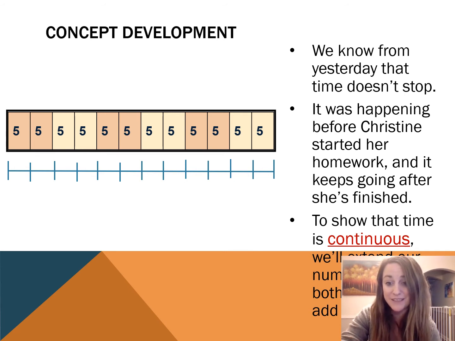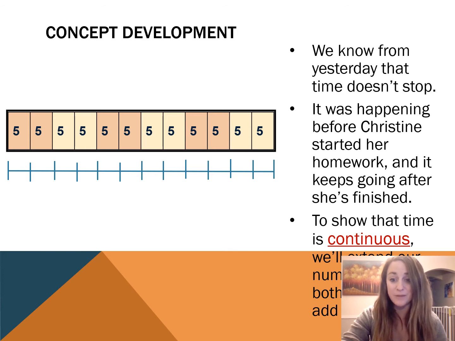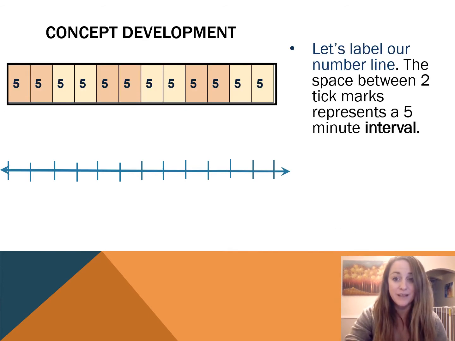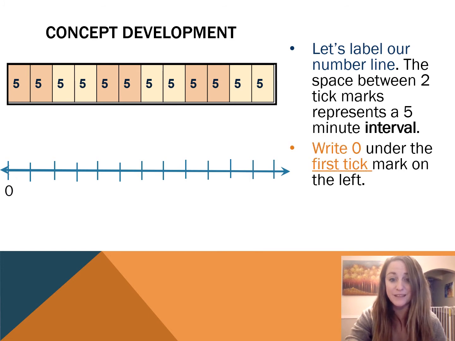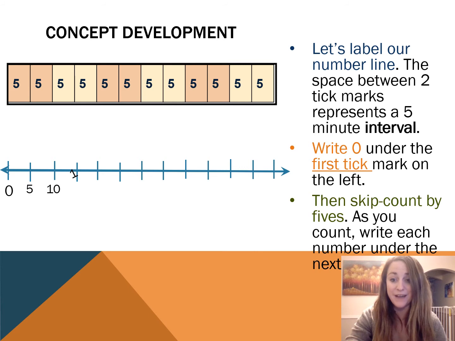To show that time is continuous, we'll extend our number line on both sides and add arrows to it. Let's label our number line. The space between the two tick marks represents a 5-minute interval. Let's write 0 under the first tick on the left, then skip count by 5s. As you count, write each number under the next tick mark.